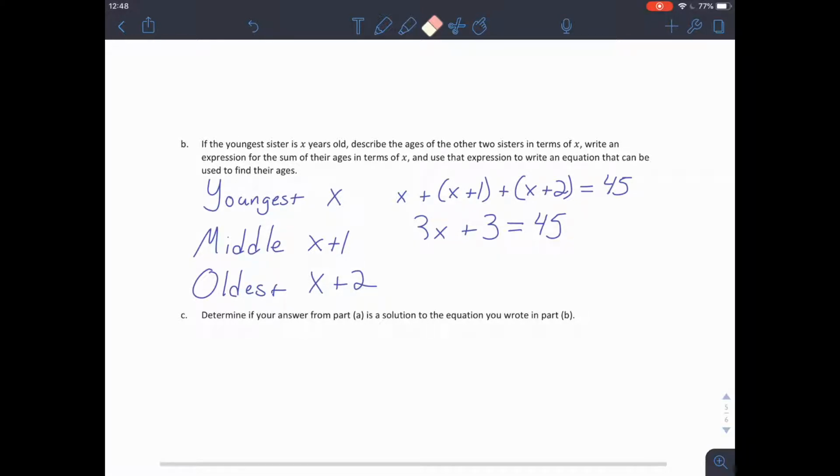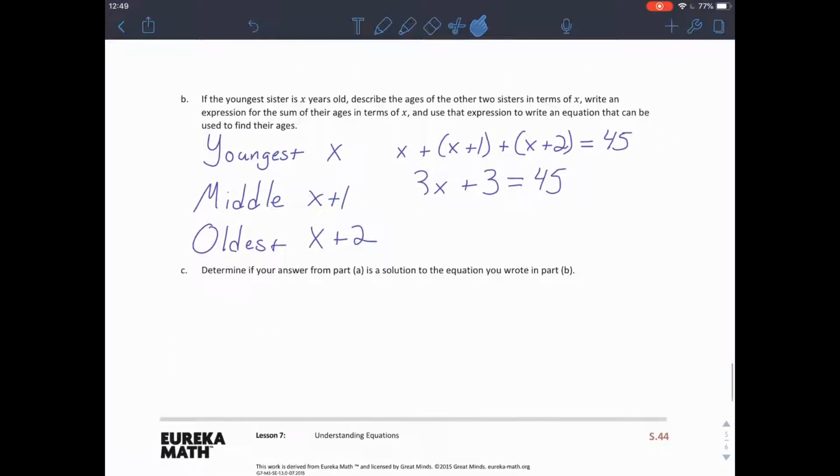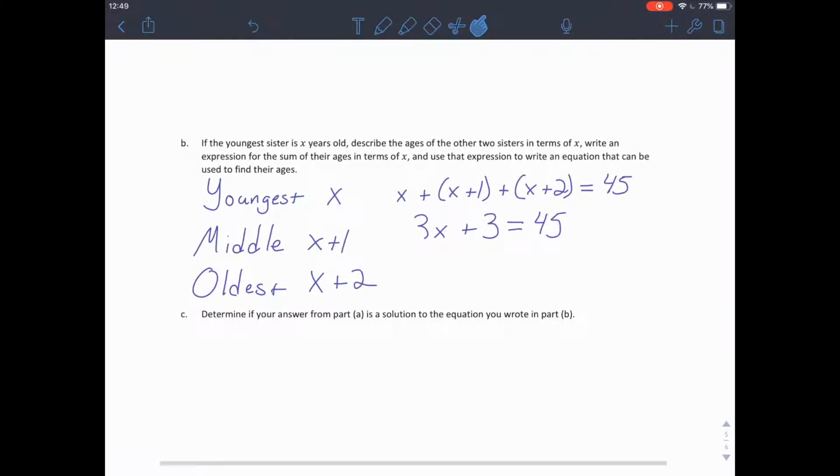So now we're going to determine if our answer from part A is a solution to the equation we wrote in part B. Since we already have a value for x, we can just evaluate our expression when x equals the 14 that we got for the age of the youngest sister up here. You can pause the video now to try to evaluate this expression when x is 14.